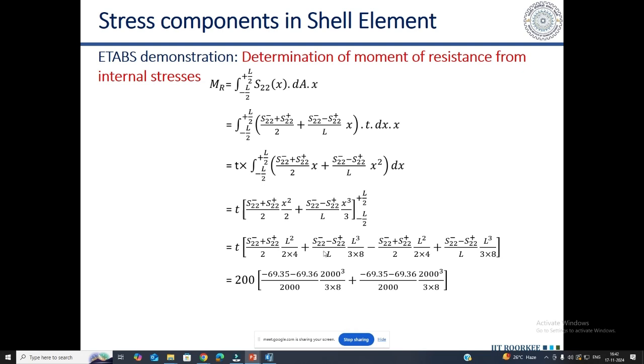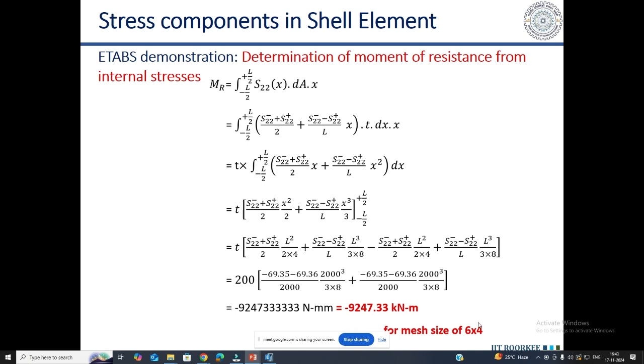I substitute the values of S22 minus and S22 plus, and L is 2000, and if you do the summation you will get 9247.33 kilonewton meter. I have obtained this for this mesh size, as you saw when I was entering the mesh size 6 by 4. So what it indicates is the result is dependent on the mesh.